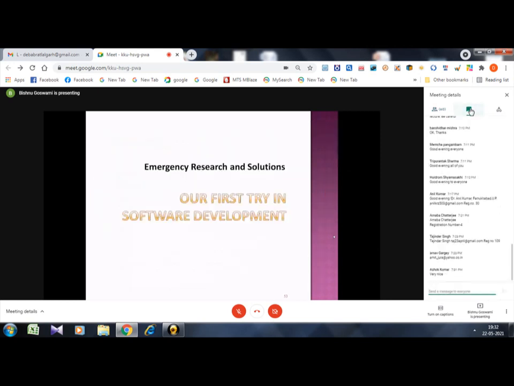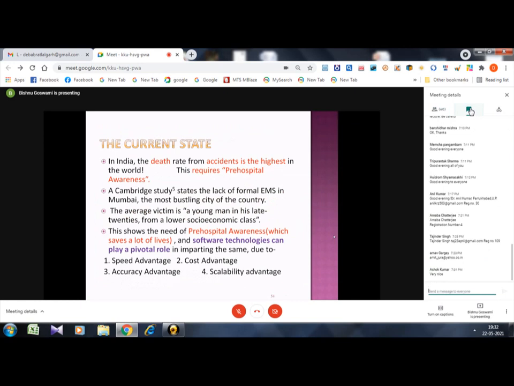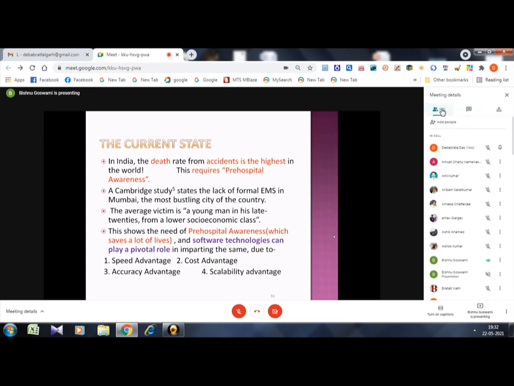So this emergency research and solutions was our first try in software development in this context. In India, we have the death rate from accidents is the highest in the world. It is a very bad statistic, but it is the highest in the world. And this requires pre-hospital awareness. So what is pre-hospital awareness? It is the awareness of what to do before the patient is transferred to the hospital after an accident.